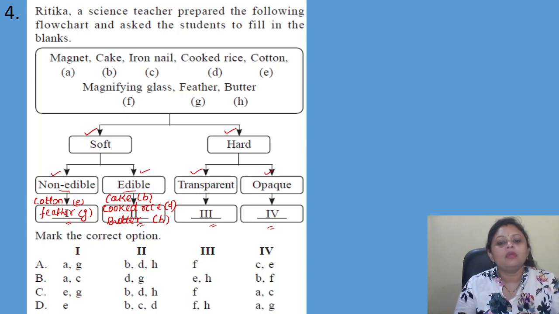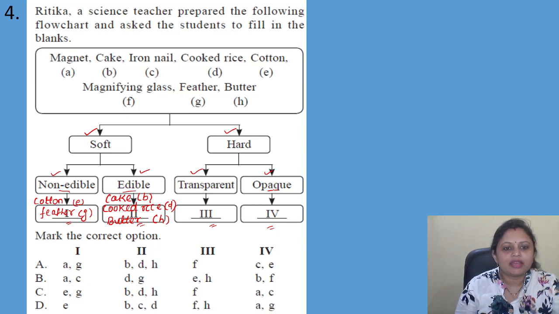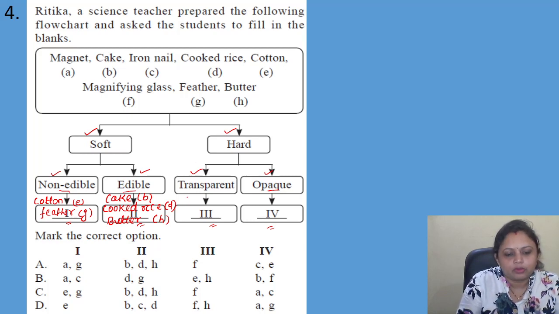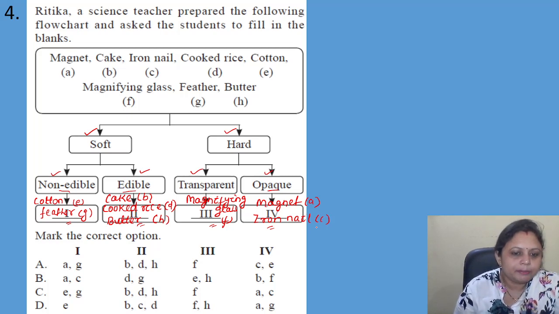अपने through वो light को pass नहीं करने देता है, that is the opaque. So in the transparent, we can write magnifying glass. Okay, so this one is magnifying glass, that is F, and opaque, that can be magnet A, then iron nail C. So it is EG, BDH, F, AC. And where it is present? It is present in option C.